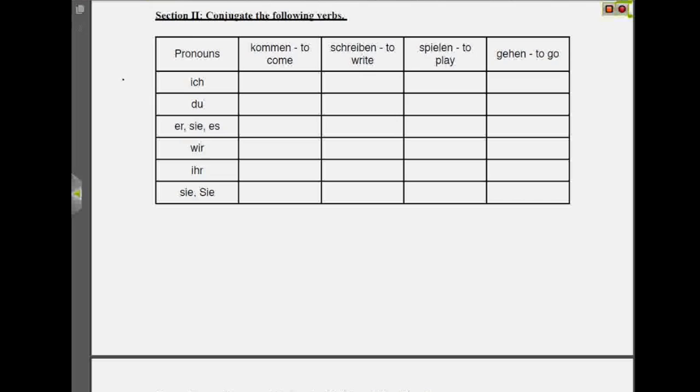And here we have some examples of verbs. We need to conjugate each of these verbs to go with each form. And you'll notice that in the conjugation chart, I did combine "er, sie," and "es" because they're the same, and these two "sie"s down here at the bottom so that I don't have to keep writing the same thing over and over again. So, in the first one here, we have "kommen," which means to come.